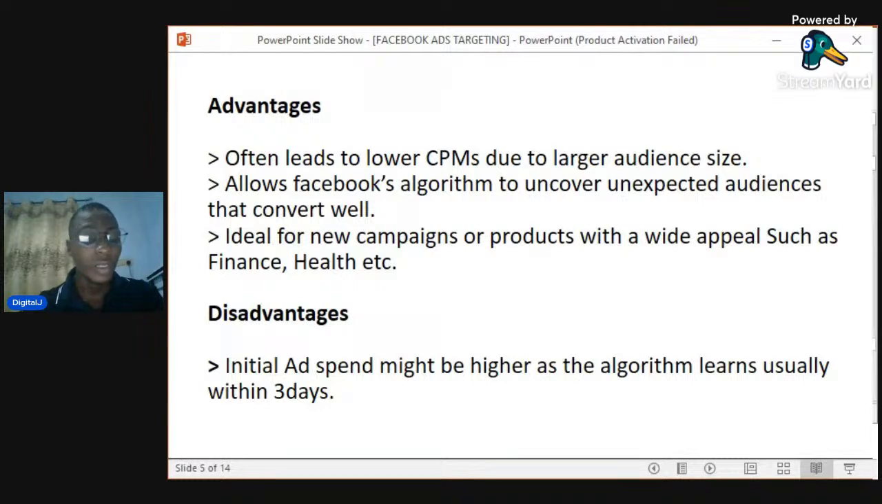That will lead to an initially high cost per result. Why? Because Facebook is trying to know which persons will be interested in this, since you are not doing any interest targeting. You are just saying, Facebook, this is the location, this is the age range. Find the people for me that will be interested in my services and my product. So you are basically giving Facebook the work to do. During the first 3 days, the learning phase of the ad, the initial ad spend might be higher than normal.